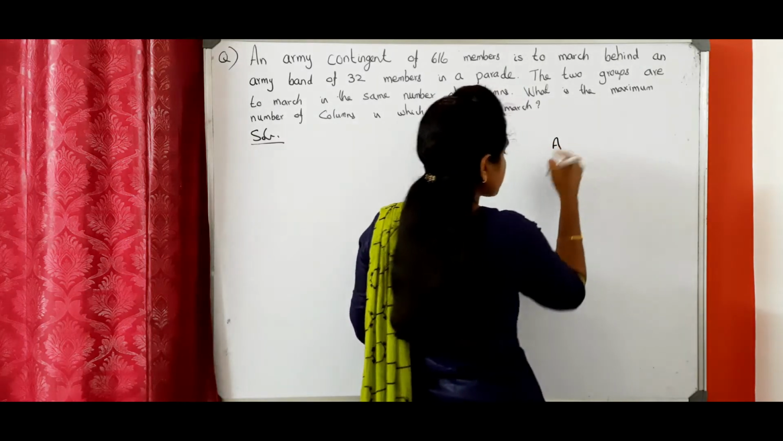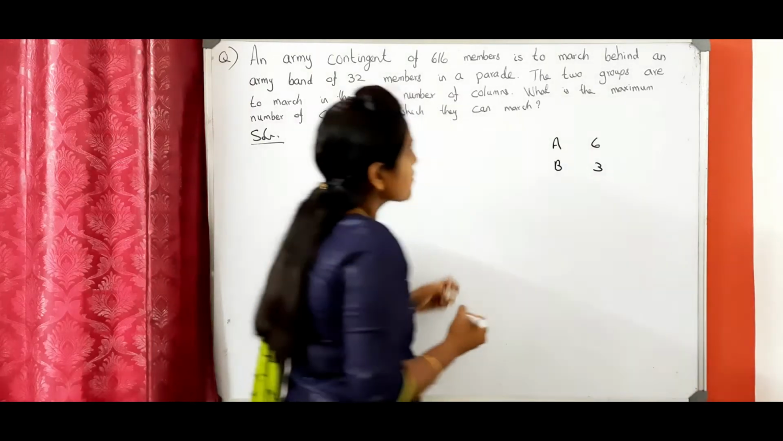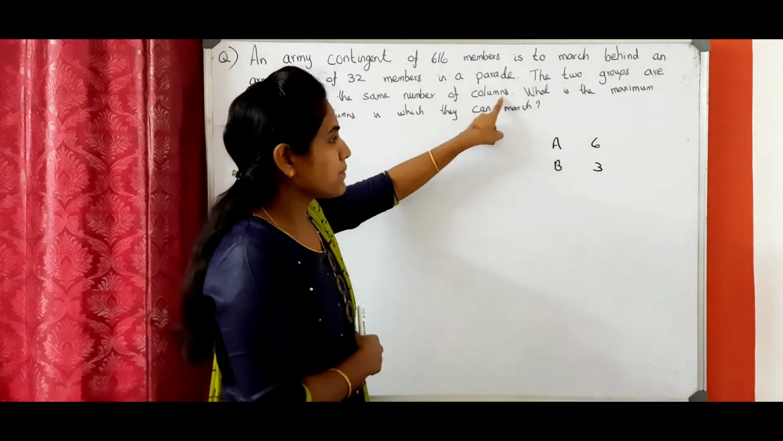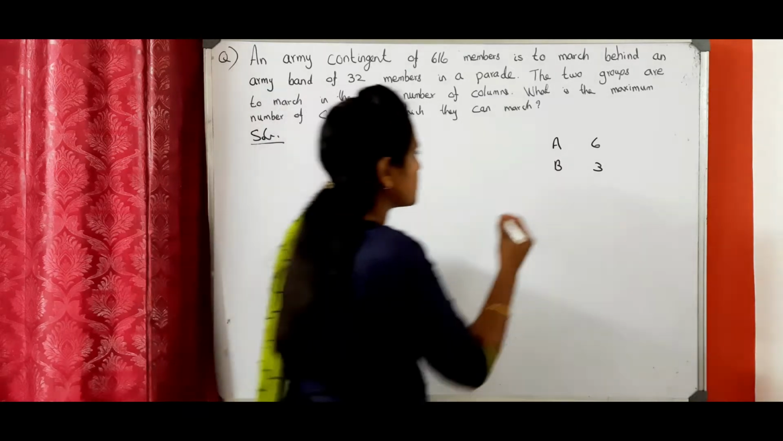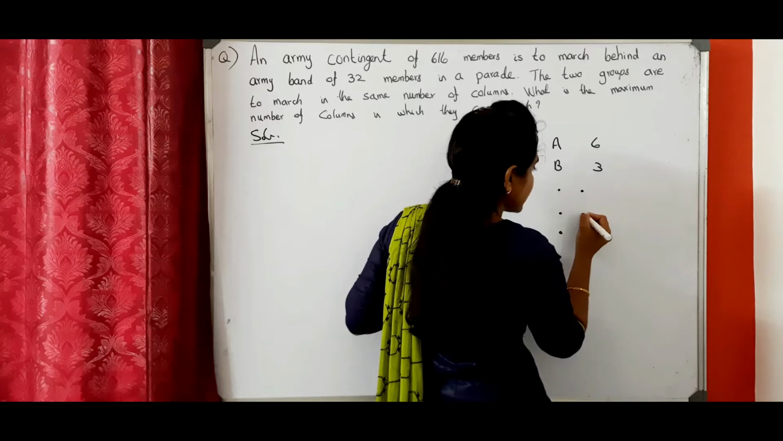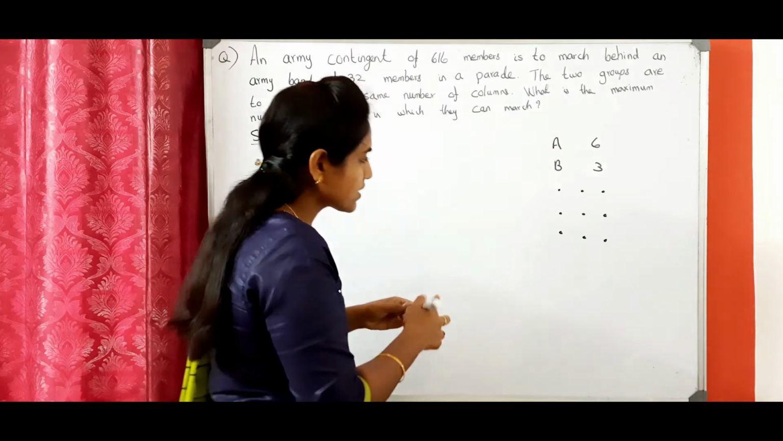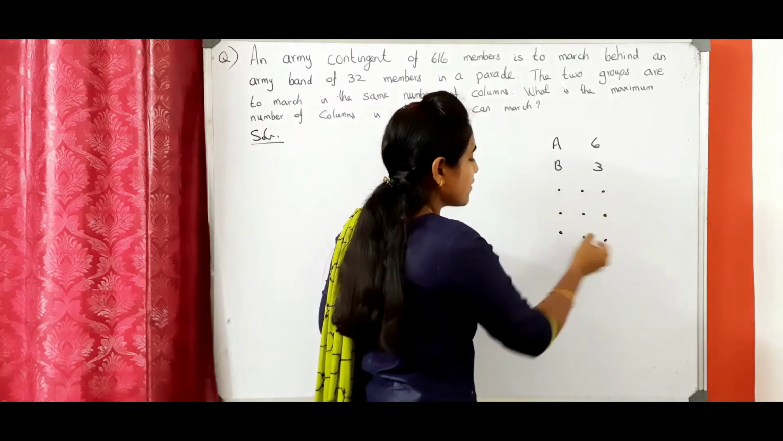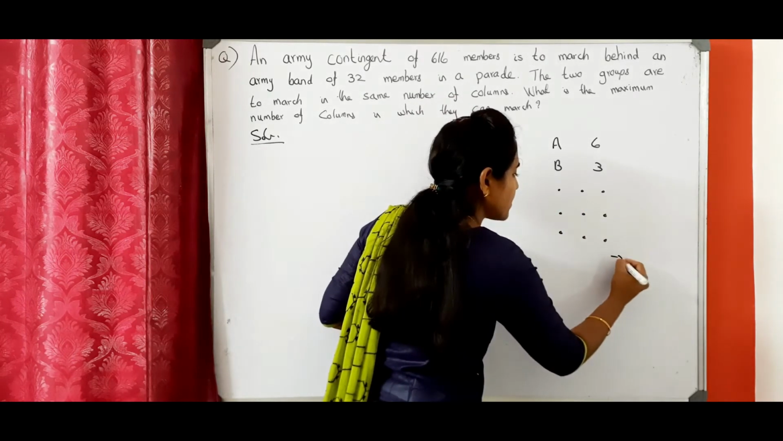Suppose in group A, 6 students are there, and in group B, 3 students are there. We have to arrange the two groups in the same number of columns, and we need to find the maximum number of columns. How? First we arrange 3: one column 3 students, another column 3 students, then group B 3 students. Now you see each column has the same number of students. Here 3, here 3 and here 3. Therefore, the maximum number of columns is 3.